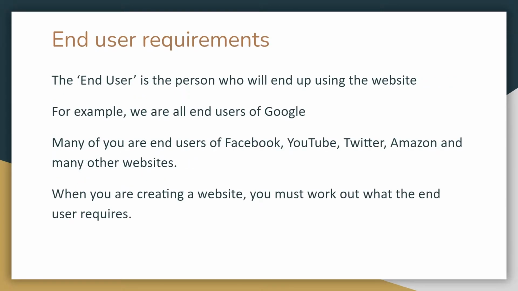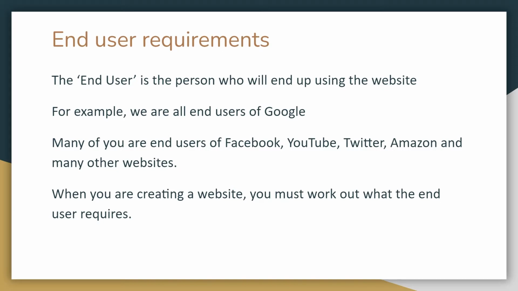You'll probably be able to tell that the end user requirements, that's what the person who uses the website requires. Whoever uses the website is the end user. So we want to make a website that meets their requirements. You can see in the slide here, it says, for example, we are all end users of Google. I'm assuming you all use Google. Many of you may also be users of, maybe not Facebook actually, if you're a teenager, but YouTube, Twitter, Amazon, potentially you'll be end users of those websites. And you'll be end users of many other websites as well. I mean, you'll definitely be a YouTube end user, hence why you're able to see this video.